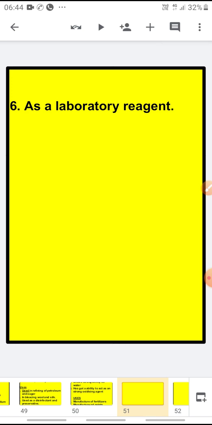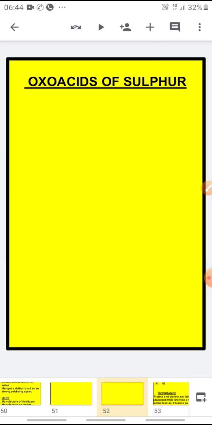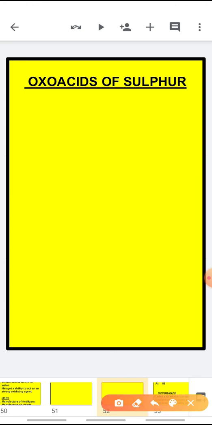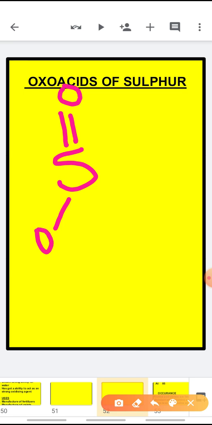Next I am starting with the Oxo Acids of Sulfur. Children, in the previous year, Oxo Acids of Phosphorus were also in the syllabus, but this year they are not there. So here you have to remember Oxo Acids. What is the meaning of Oxo Acid? If I am talking about the Oxo Acid of any substance like sulfur, then you have to remember, in an Oxo Acid, sulfur will form a double bond with oxygen and a single bond with OH. That is, a single bond with OH and a double bond with O.